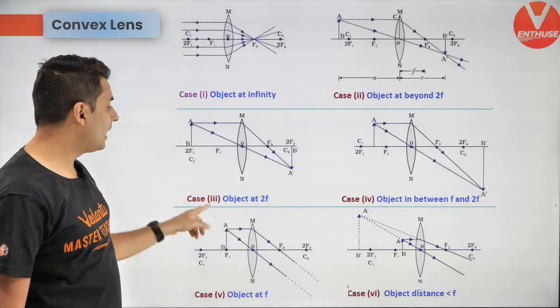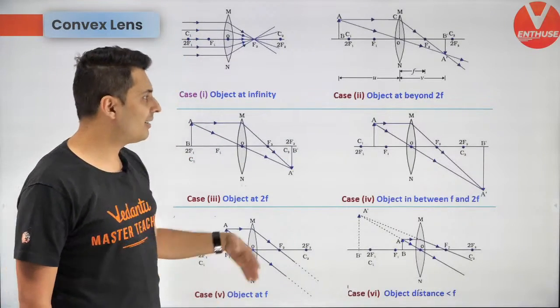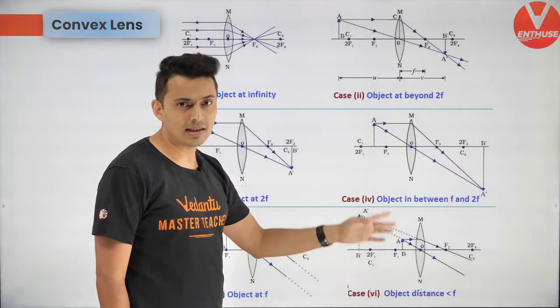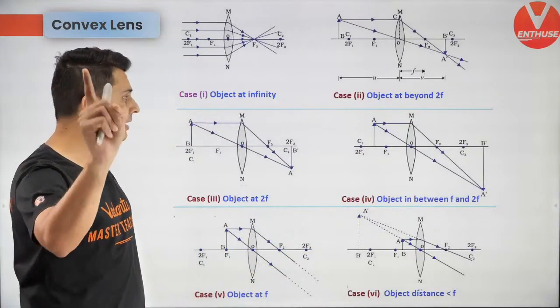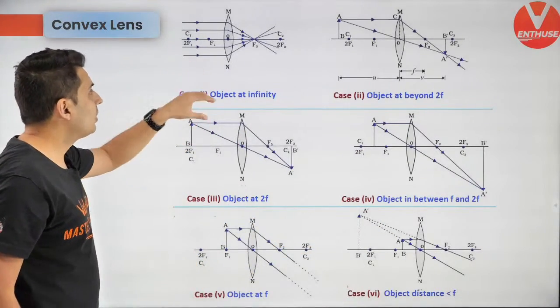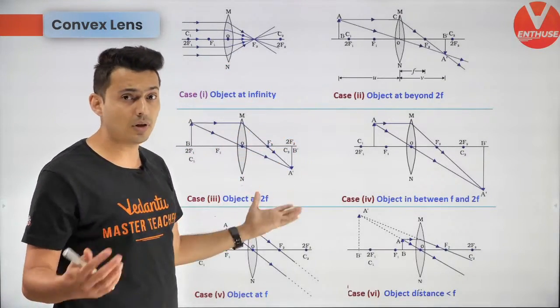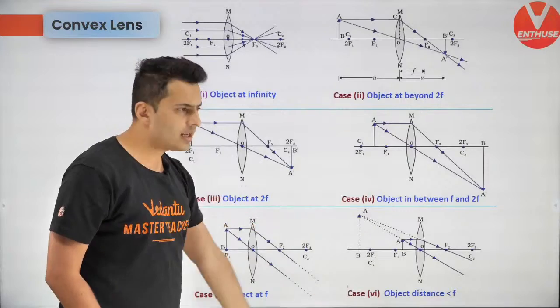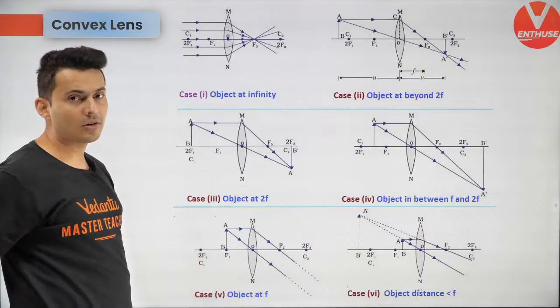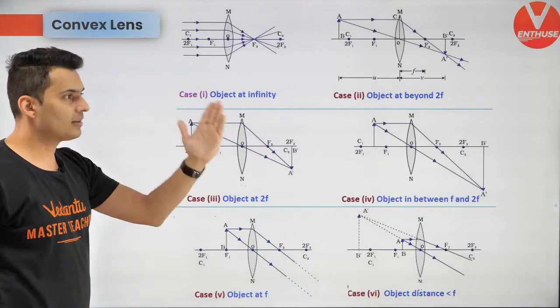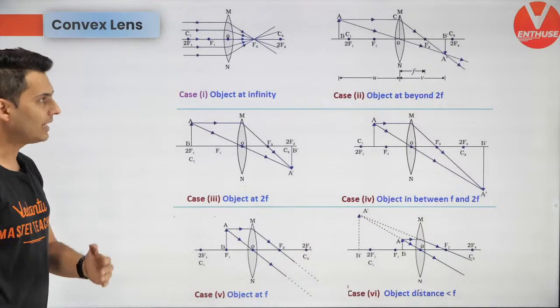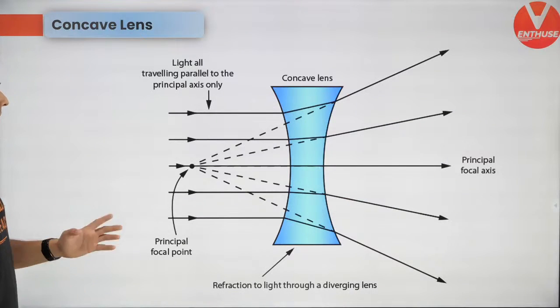Object at infinity, at 2f, beyond f, at f, between f and pole, etc. And for every scenario, figure out whether the image is real, diminished, inverted, same size, virtual, etc. So that is very important. This should be there in your notes, and I will be keeping them in the session notes as well. That is your extracts. Okay, so that is one thing.